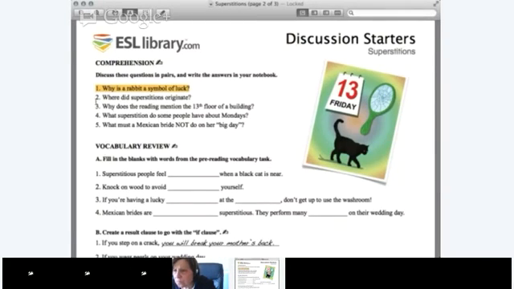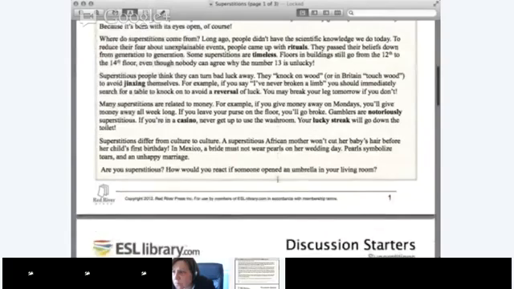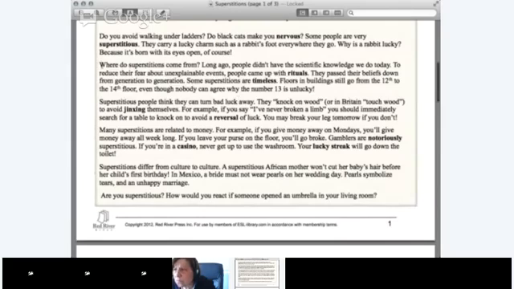All right. So where did superstitions originate? Number 2. So why do we have them today? What did people in the past think? Any ideas? So if we take a look, the answer is in the second paragraph. So I'll highlight it here for you guys.